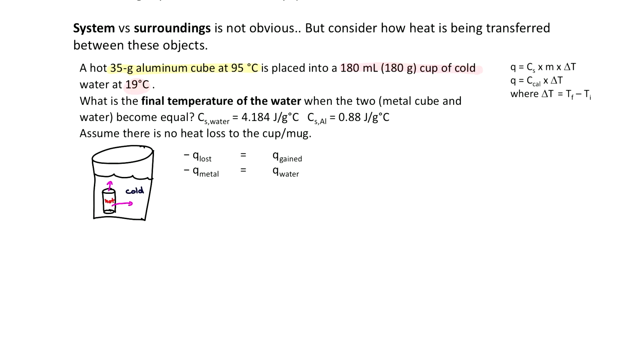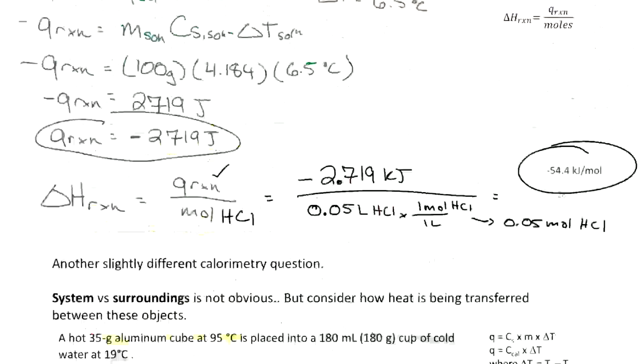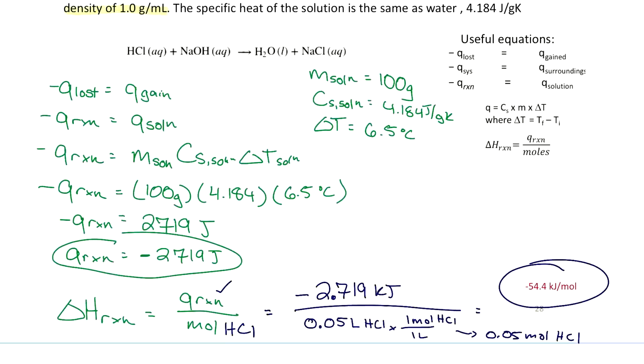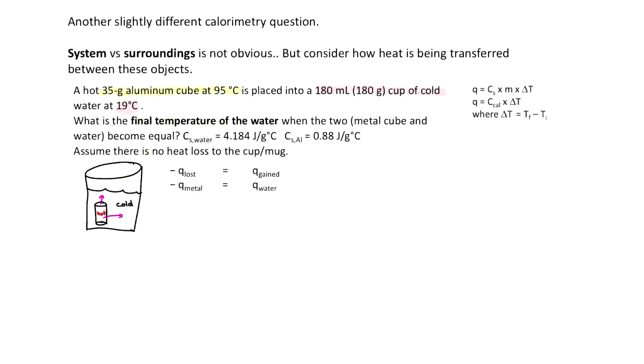Look at the information given. I'm given the masses of both the metal and the water. Do I know the specific heats of the metal and the water? Yes, I do. And since I also know the initial temperatures of both of them, I can calculate those temperature changes. So what we're going to do is Q equals mCΔT on both sides this time. Before, in the reactions we did up here, we only did Q equals mCΔT on one side to relate to Q of reaction. But in this one, we're going to do it on both sides, and we're going to calculate the final temperature.